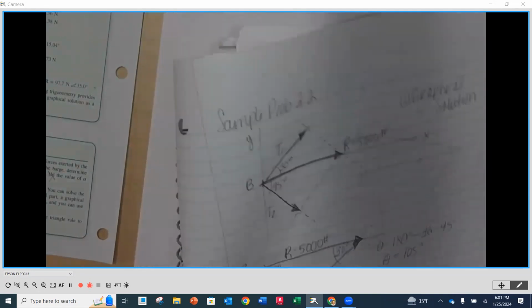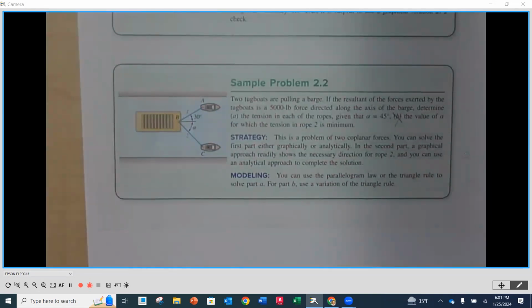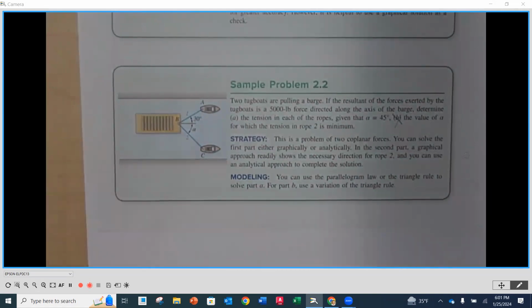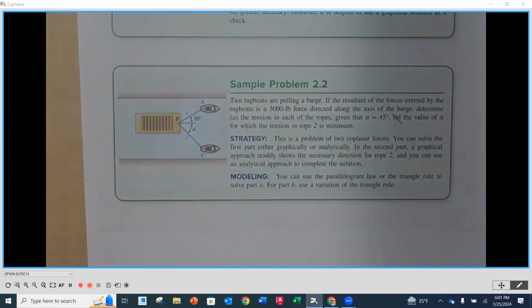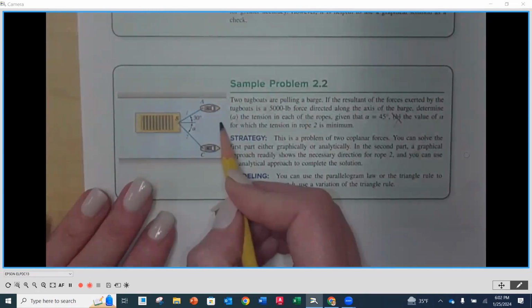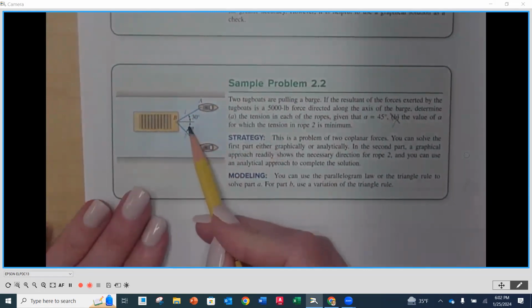Let's do another sample problem. Our next sample problem is going to be sample problem 2.2. It's on the bottom here. This is another one that's in our practice problem packet. In our illustration, we have two tugboats pulling a barge. The resultant of the forces exerted by the tugboats is 5,000 pounds directed along the axis of the barge. The axis of the barge is right here, horizontal. Determine the tension in each one of the ropes given alpha angle to be 45 degrees.